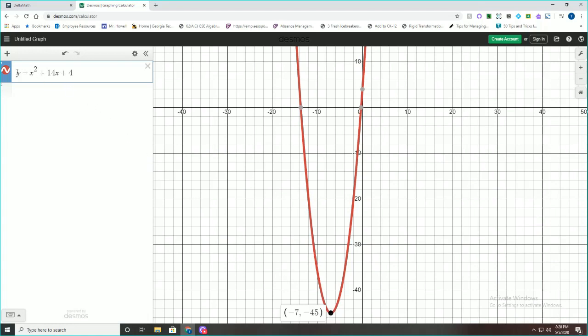And if you notice, I didn't even have to do that whole axis of symmetry formula. I didn't have to do that -b over 2a. I just plotted this. But again, my goal isn't so much to make sure that you can use a graphing calculator to get all your answers.